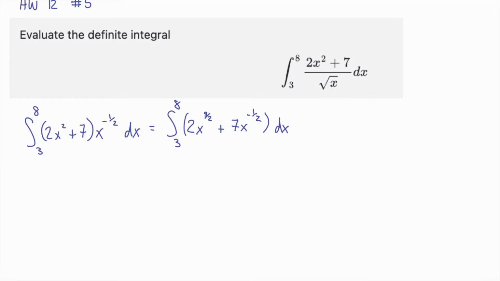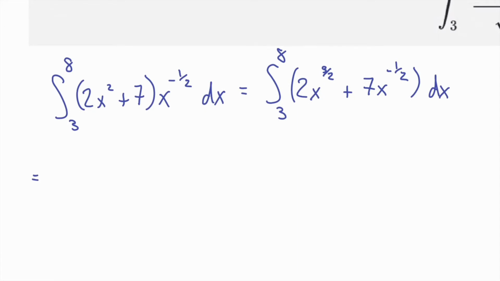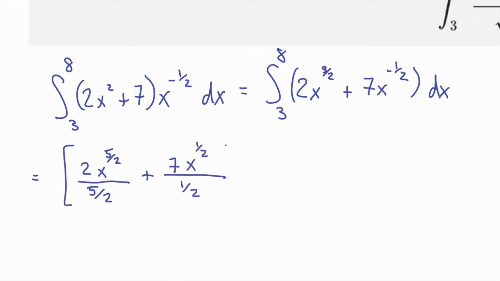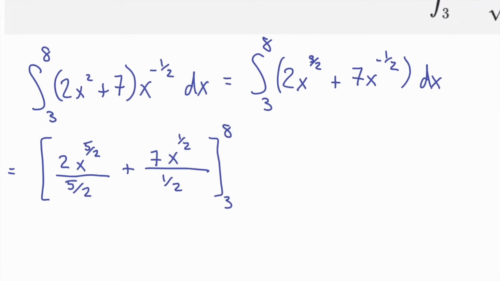And now this is something that's a lot easier to work with. So from here we can go ahead and take the antiderivative. Remember the process for that is adding 1 to the exponent and then dividing by our new exponent. And since this is a definite integral, I want to remember to include the bounds here so that I don't forget to calculate over these bounds.